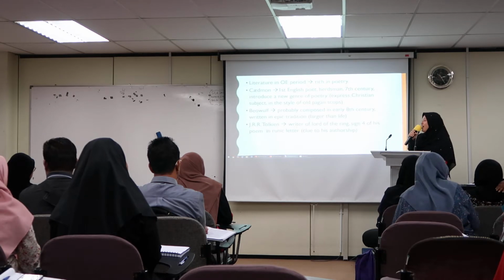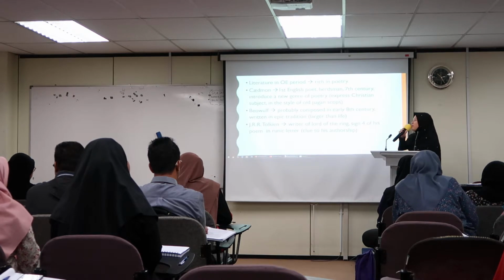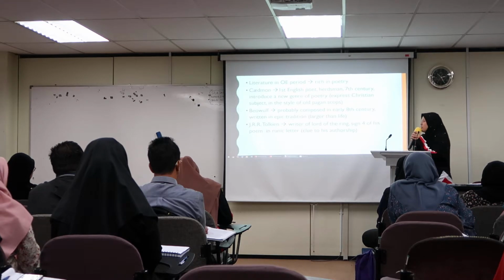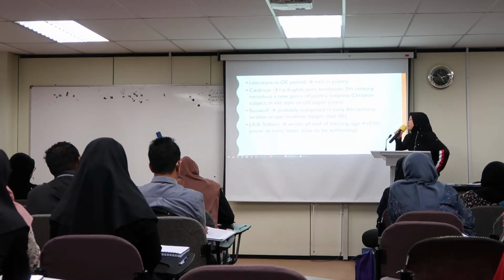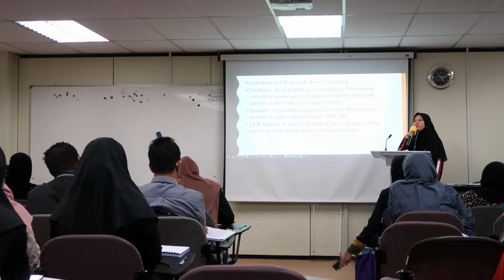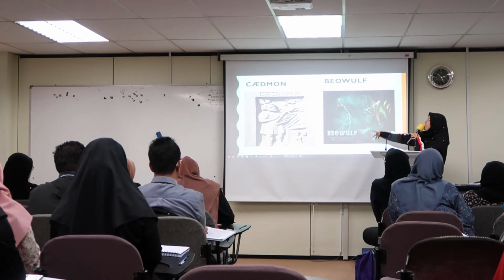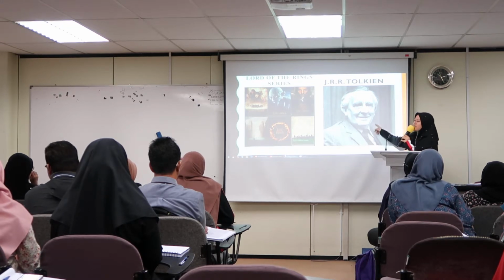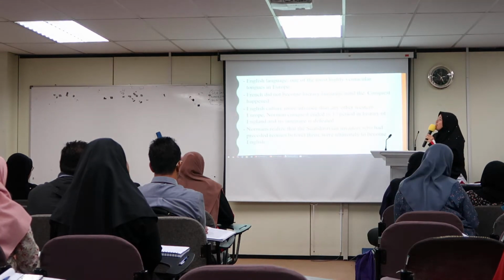Okay. J.R.R. Tolkien is the writer of The Lord of the Rings. He signed four of his poems in runic letters. Okay, someone will explain later. Runic letters as a clue to his authorship. Just like now we have signatures, right? So like that, a sign. Okay, so that is Caedmon, and this is the wolf. This is the series of The Lord of the Rings, and this is the writer of The Lord of the Rings.